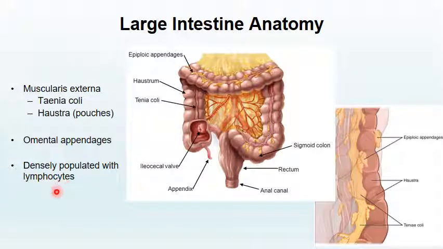And again, we have lots of lymphocytes here because we have quite a large bacterial population. We need to make sure that we are protecting this tissue and the tissues that surround it from any cells that may or may not get out of this particular organ.